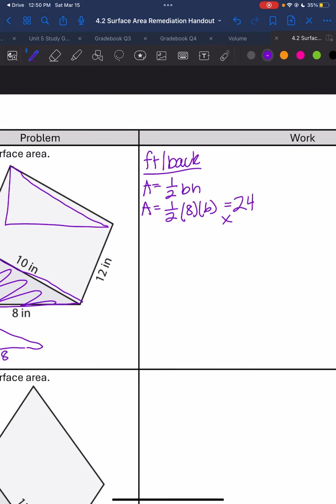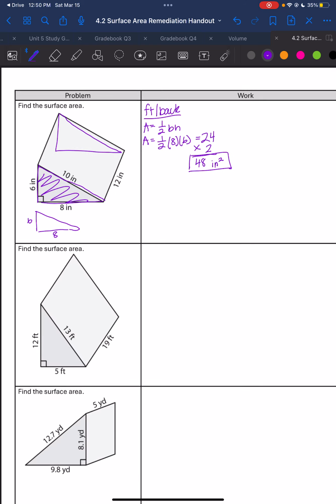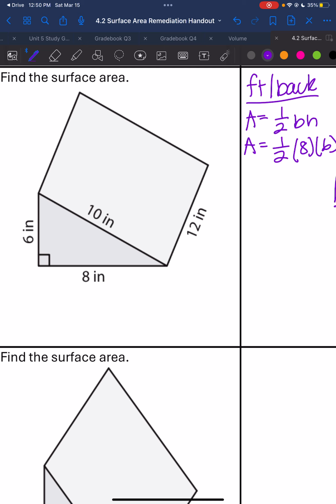Since there's 2 of them, I don't have to do all this work again. I can just double it, multiply it by 2. And when I do that, I get 48. So the area for the front and the back is 48 inches squared. Okay, so now let's see what other parts we have to find.